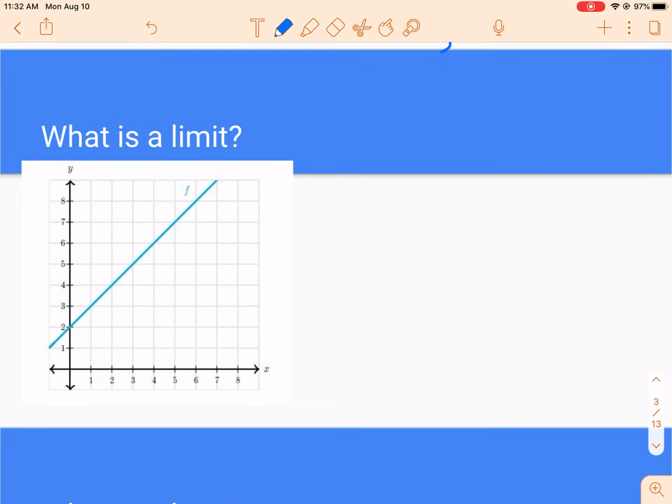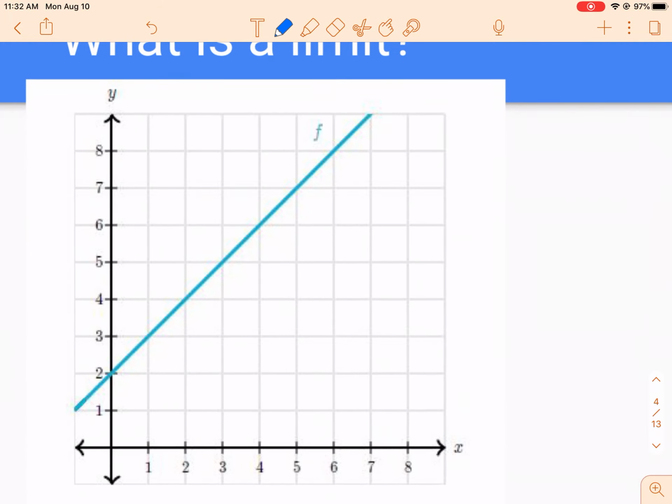Here I have the graph of a line, a very, very simple function. If I'm talking about approaching, I want x to be getting closer to a number. So let's say I want x to get close to 4. So x is getting close to 4. The question is, what is the y value? What is the function value? That's what I'm really looking at.